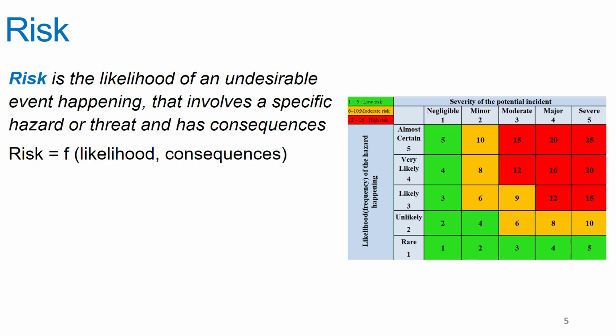So if this particular unwanted, undesirable event happens, there should be some form of consequences after it happens. So if something happens and it has no consequences, it means that that particular event, which is maybe undesirable, may not be considered a risk. So there should always be chances of something happening and the consequence if and when that undesirable event happens.